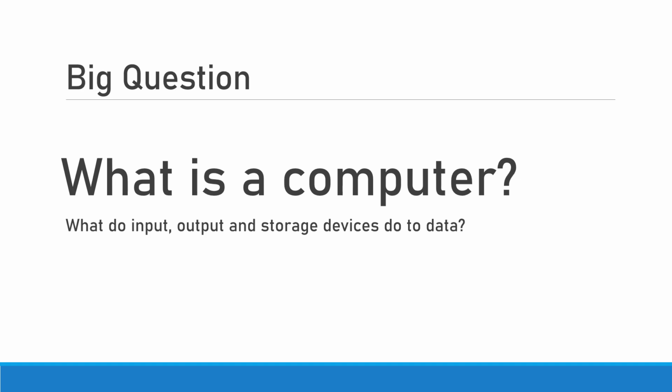Hi, everyone. You already know that a computer is made up of hardware and software. And you've learned that hardware can be internal, which is inside of the case, or external, like the peripherals that you plug in. But have you ever thought about what these different pieces of hardware actually do with data?